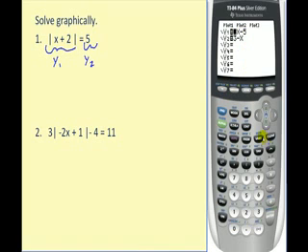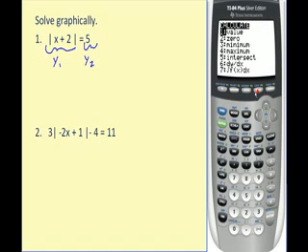Press y equals. If you have any old equations in there, clear those out. To access the absolute value, press math, right arrow once. ABS stands for absolute value, press enter. Type in x plus 2, close the parenthesis. There's y1. y2 is equal to 5. To make sure we have the standard window, let's hit zoom 6. We'll see 2 points of intersection. These x-coordinates of these points represent the solutions.